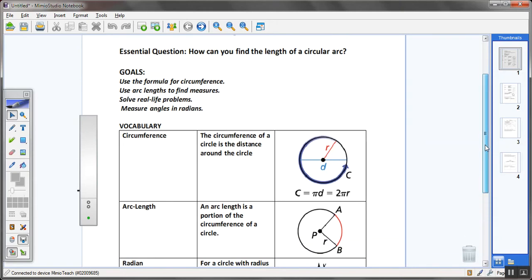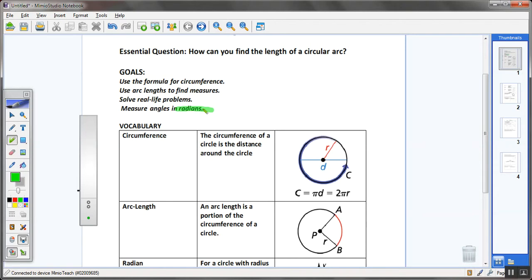So today, in order to answer this question, how do we find that length? We're going to use the formula for, first of all, what? Turns out there are two of them. Secondly, we're going to look at using arc lengths to find measures, look at some real life problems, and then we're going to measure some angles, and this will be very new for you today. Measure angles in what, kids? What's that say? Radians.